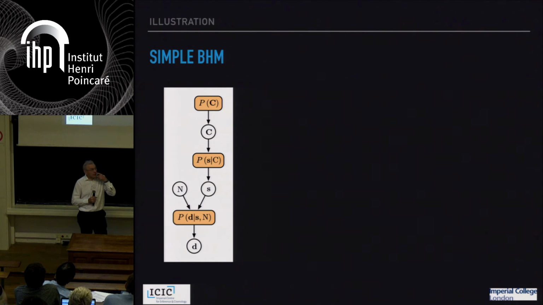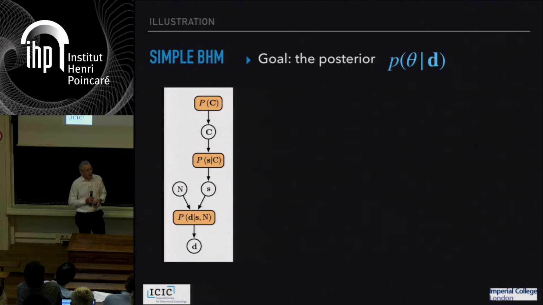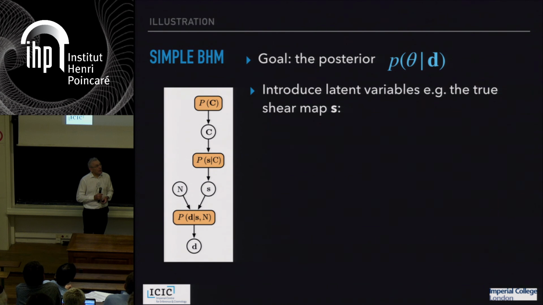So let me just describe a very simplified BHM for lensing. And I'll show how it can be complicated later on. The goal of all of this, from a Bayesian perspective, is always the posterior. So if one's talking about inference of model parameters, theta, say, then the final aim is to get the probability of theta given the data d.